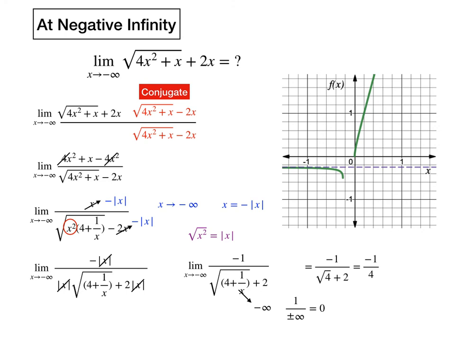And if you look at the graph of this function, you see that we have a horizontal asymptote, y equals negative 1/4. That means when you look to the left, when x goes to negative infinity, the function goes toward negative 1/4. And if x goes to positive infinity, the function goes to positive infinity.